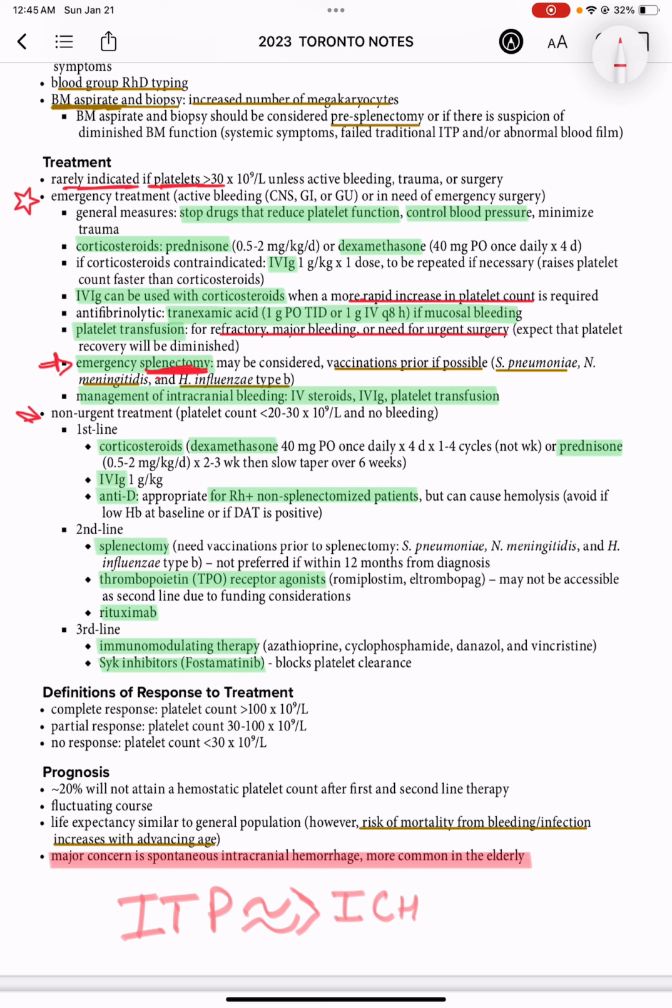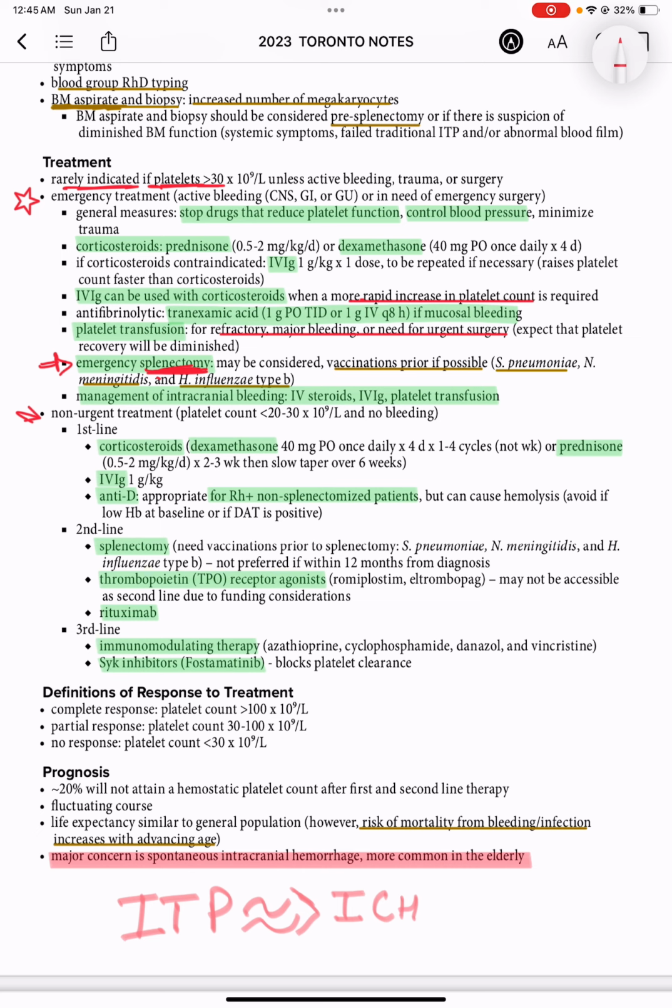So corticosteroids, and we can either go with IV immunoglobulin, or if the patient is Rh positive and non-splenectomized, and they still have their spleen, then we can also give anti-D for Rh positive. That is why we got that Rh blood group test also. And second line, we can go with splenectomy, but don't forget giving vaccinations prior to splenectomy, and not preferred if within 12 months from diagnosis.